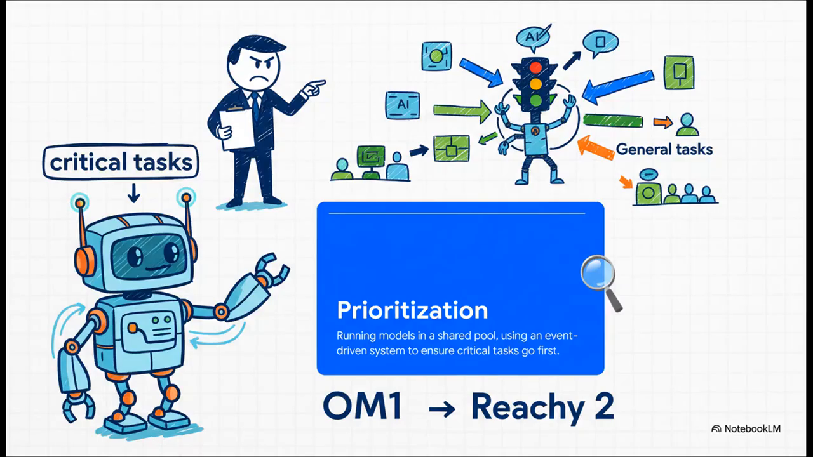So that brings us to our second strategy, prioritization. Now, instead of walls, I want you to imagine a shared workspace, but with a very, very strict manager. All the models get to share all the resources, but you have an event-driven system that acts like a traffic cop. It's constantly making sure that the most critical tasks, like, say, a robot's main control loop, always get to go first. This is the exact approach used in some really advanced robotic systems.